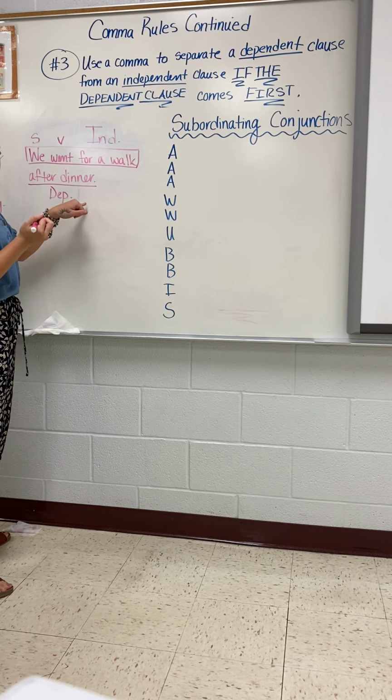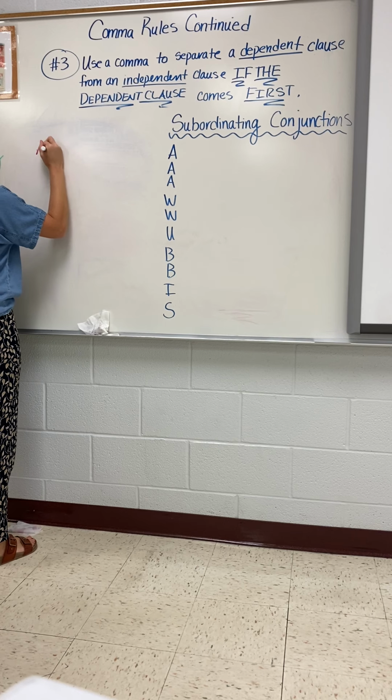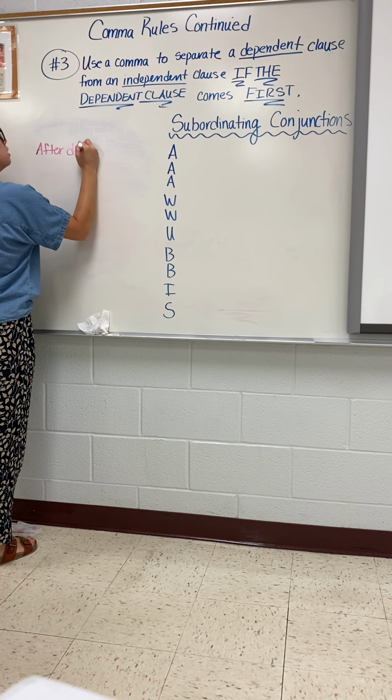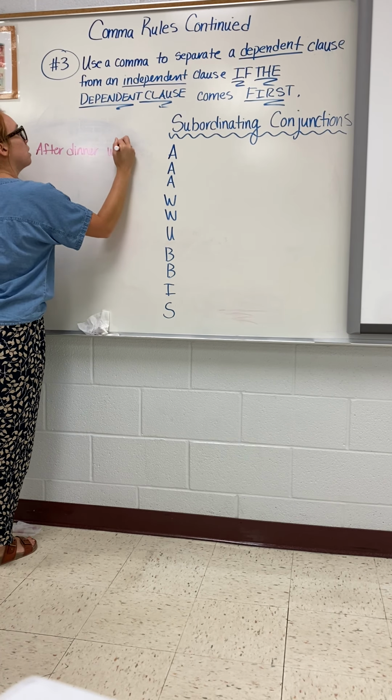So based on our rule, do we need a comma in this sentence? The answer is no, because our independent clause came before our dependent clause. So it does not need a comma. We only need a comma if the dependent clause comes first. Well, what does that look like? Well, let's take a gander. After dinner, we went for a walk.